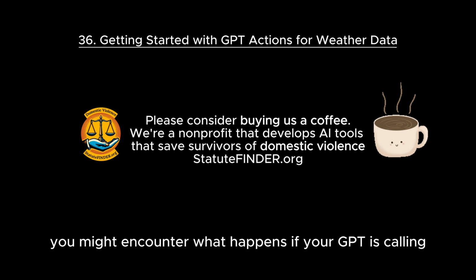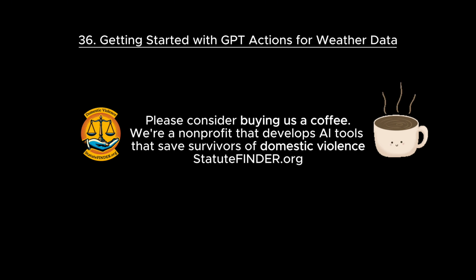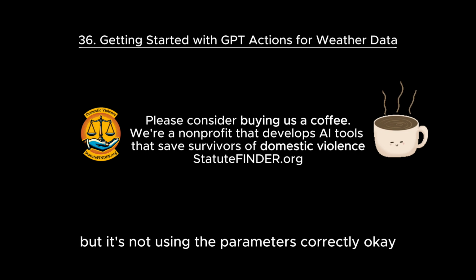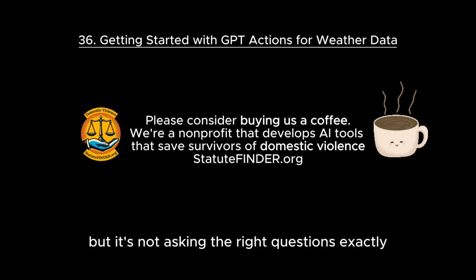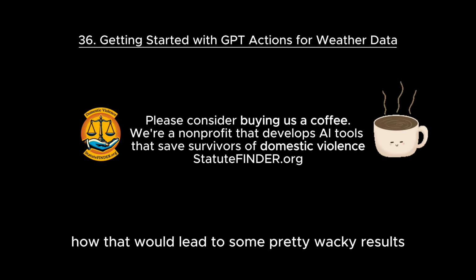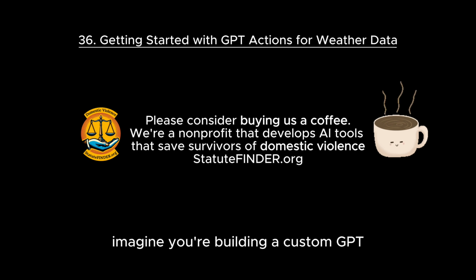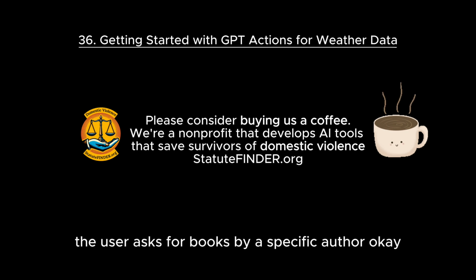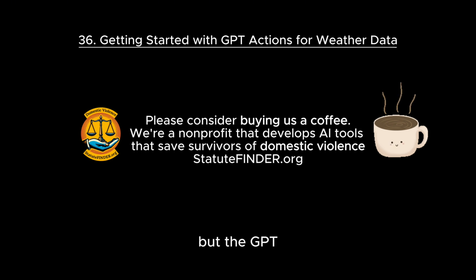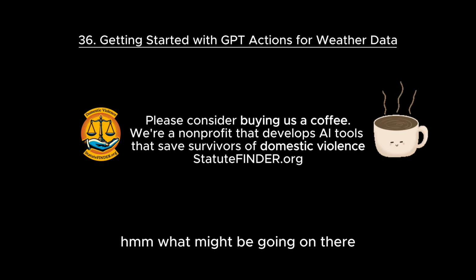What happens if your GPT is calling the correct API endpoint, but it's not using the parameters correctly? So the GPT is talking to the right API, but it's not asking the right questions. Exactly. I can see how that would lead to some pretty wacky results. For instance, imagine you're building a custom GPT that can search for books using a book API. The user asks for books by a specific author, but the GPT keeps returning results for a completely different author. What might be going on there?